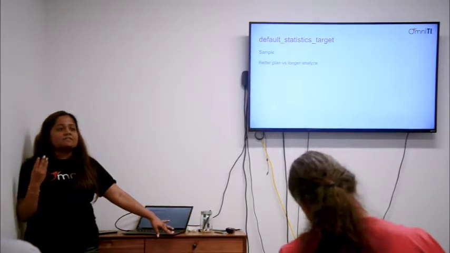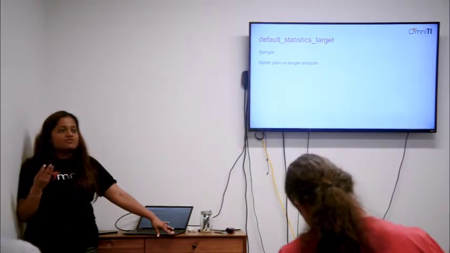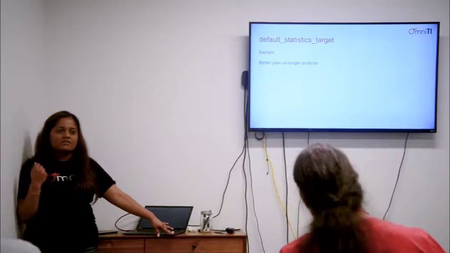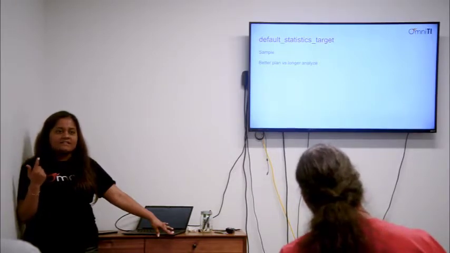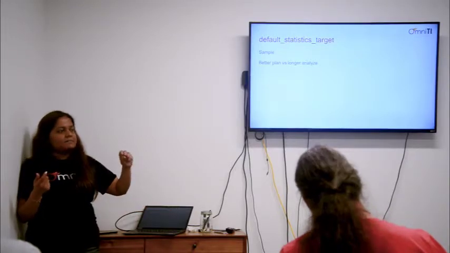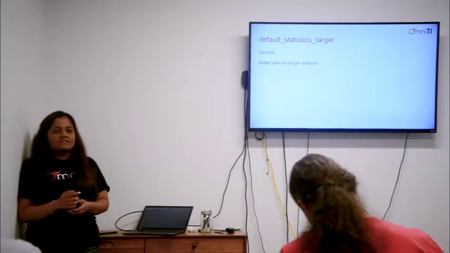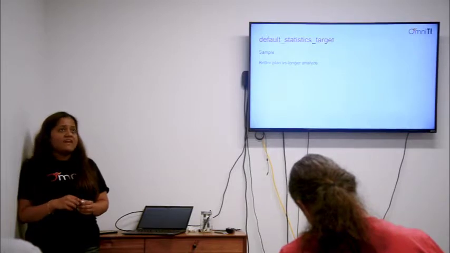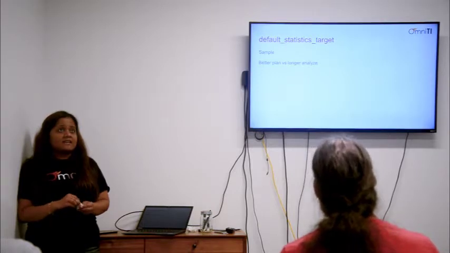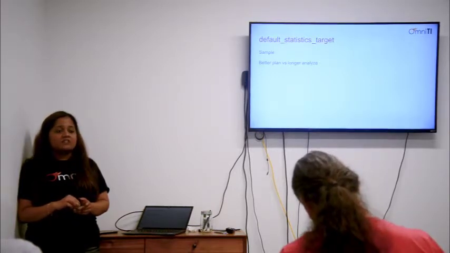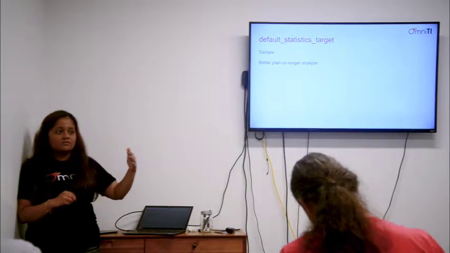So it depends on the sample size of each of those tables. Usually, I think by default, this is set to 10. So in every table, it's going to take 10 random rows as a sample and then use that to analyze and make its query plan stats. So better plan versus longer analyze time. If you have significantly varied columns or data in your table, you want to have a higher stats target, because 10 rows are probably not going to represent your 1 million rows.